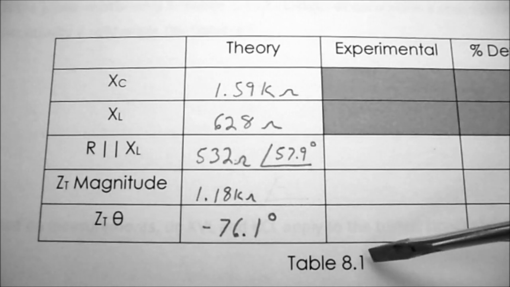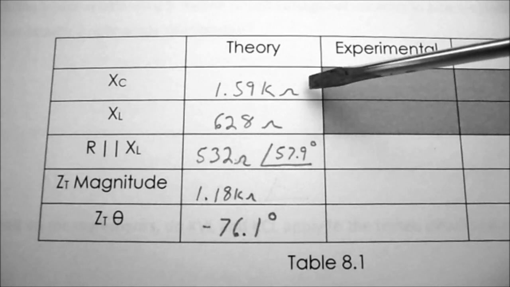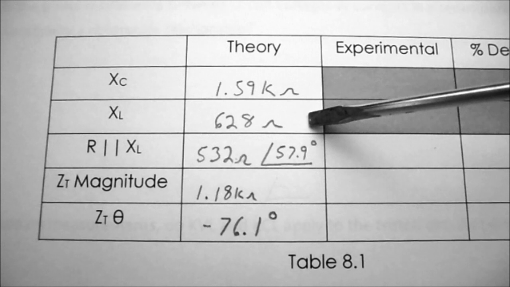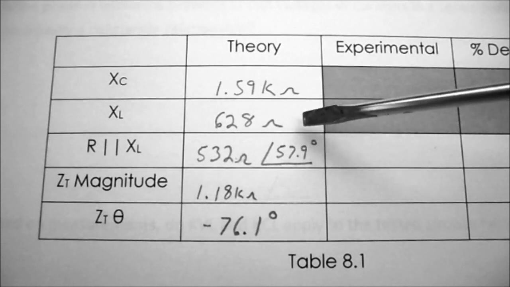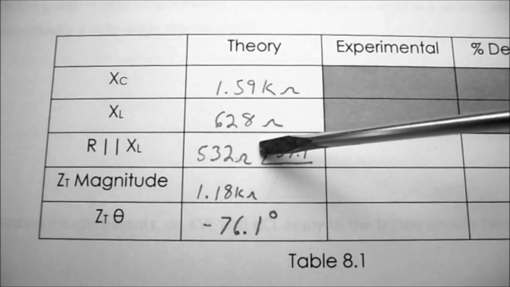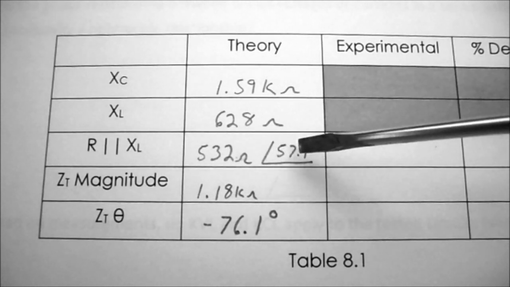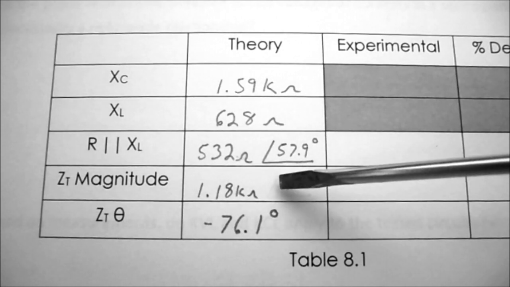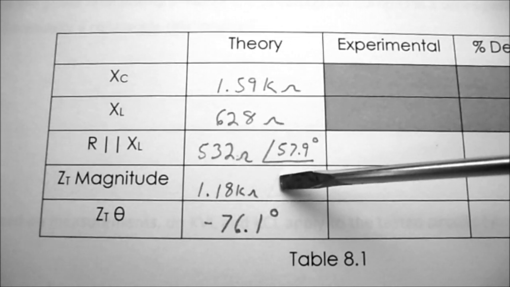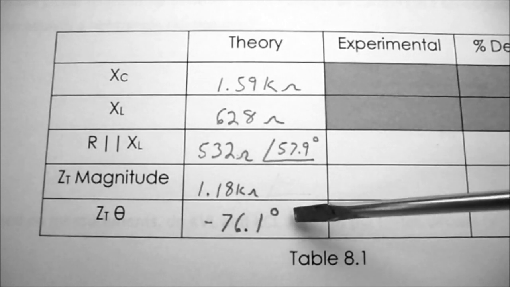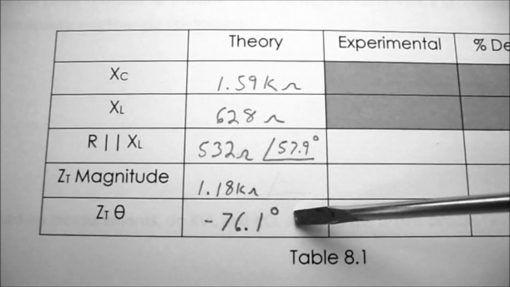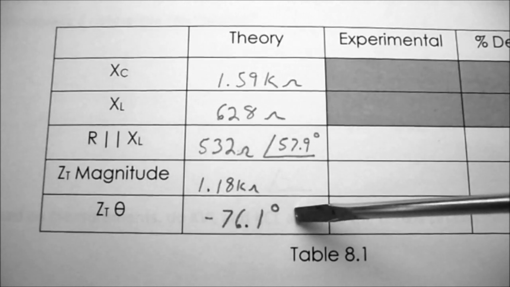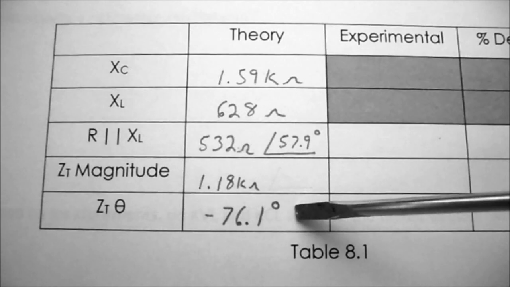So in table 8.1, I've recorded my XC as 1.59 K ohms, XL is 628 ohms, R in parallel with XL is 532 ohms at an angle of 57.9 degrees. My Z magnitude is 1.18 K ohms, and my Z total angle is minus 76.1 degrees. Now you'll notice I've rounded these numbers because I'm not going to get that much accuracy when I do the physical lab.